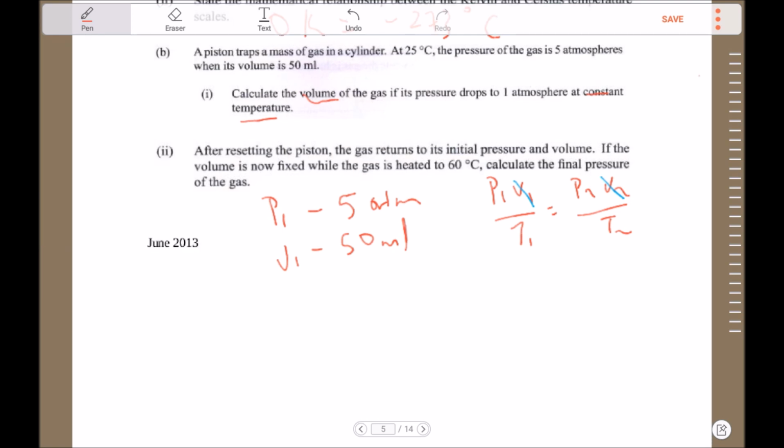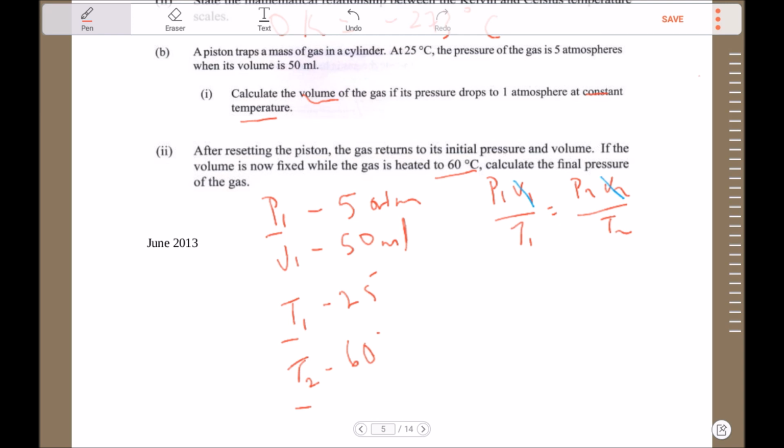So after resetting the piston, the volume is now fixed, and our initial temperature was 25. The gas is heated to 60 degrees Celsius. So we know our T2, 60 degrees Celsius. Find the final pressure. So now we have initial pressure, initial temperature, final temperature, and we should find final pressure.